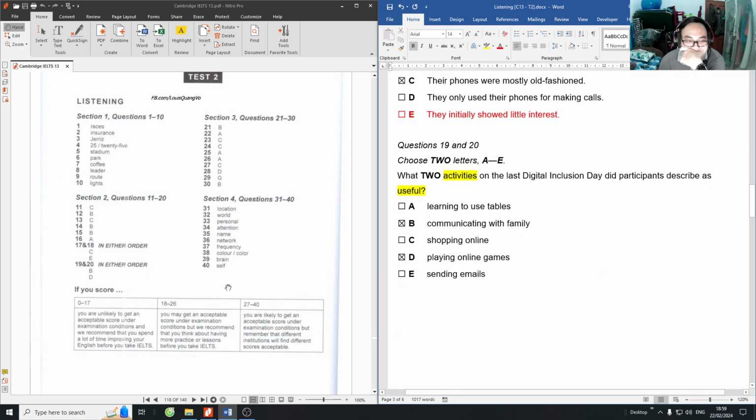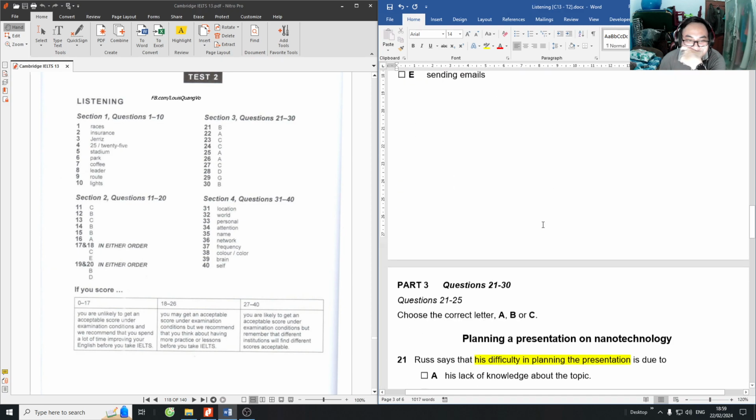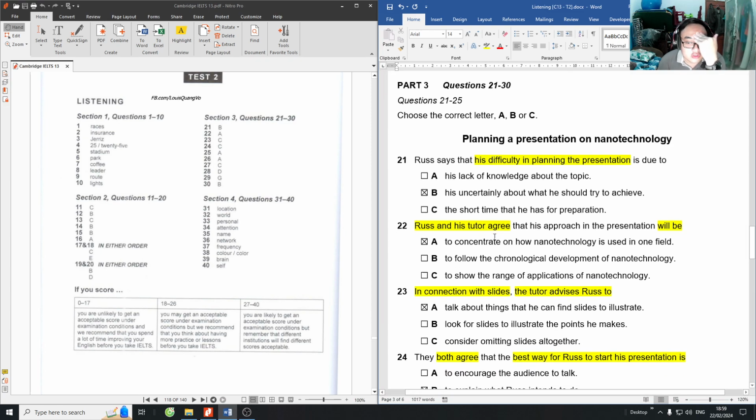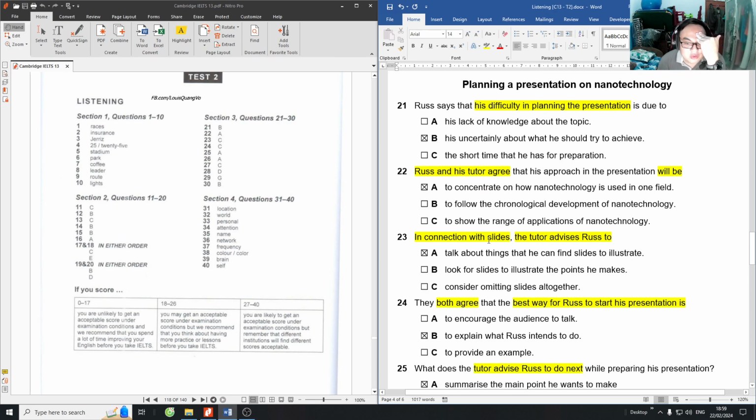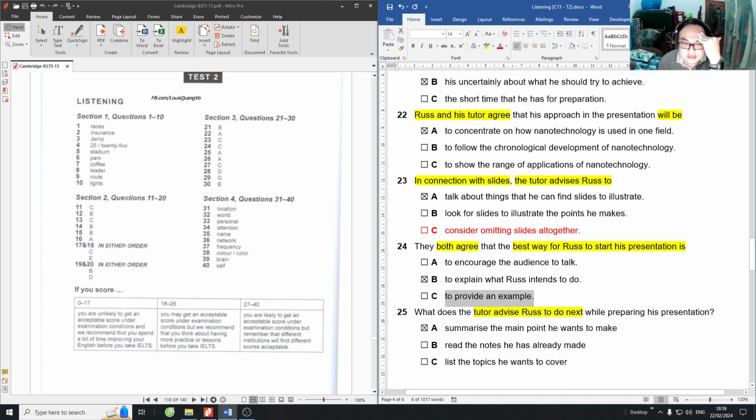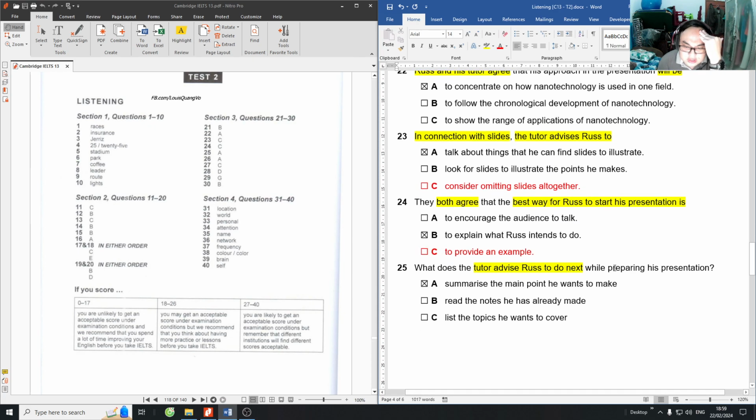19 B and D. Yes, B and D. Section number 3. 21B. 22A. 23C. 24C. Okay. 25A.